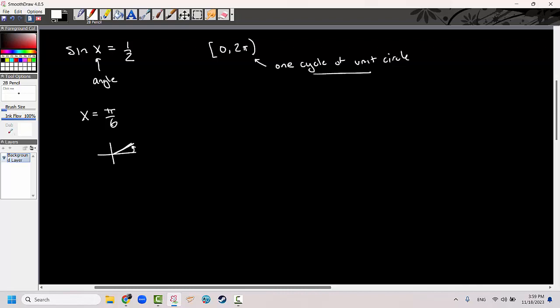But actually, there's another angle that makes this happen. And if you guys haven't seen it yet, it's actually going to be this angle over here in quadrant 2. And it's the one that goes all the way this way. And if you don't remember it, it's okay. It's 5 pi over 6. So within a 0 to 2 pi window, I will hit the value of 1/2 twice. And that'll be at pi over 6 and 5 pi over 6.